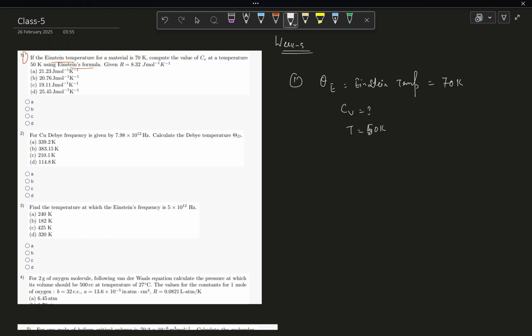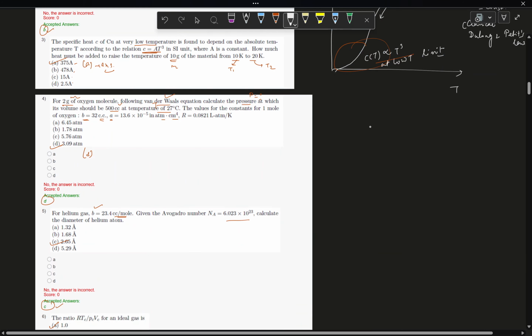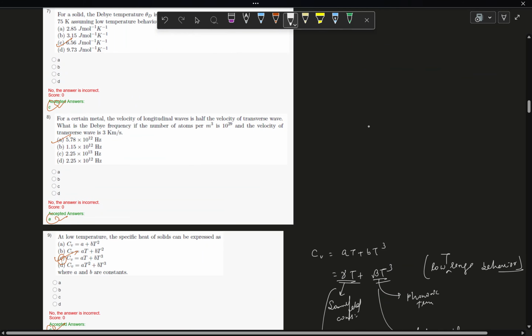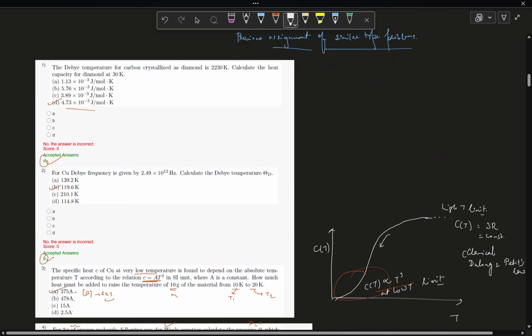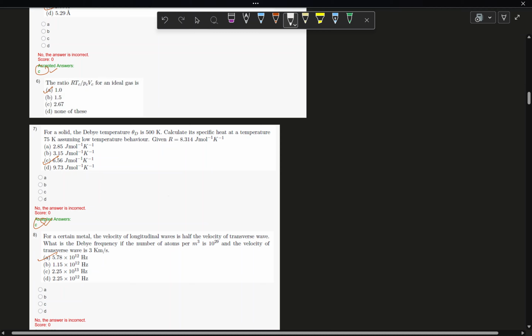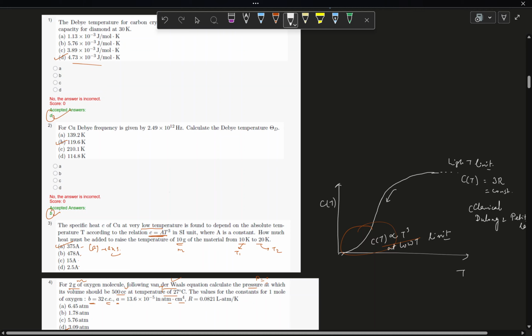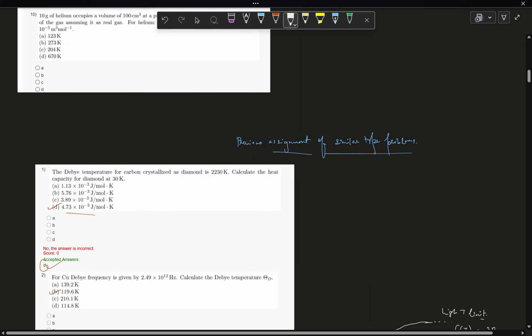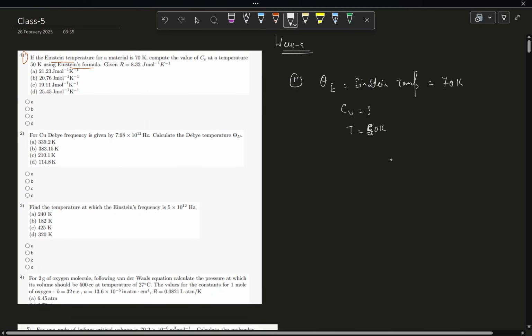It is the exact same question as in the earlier assignment, but instead of using the Debye formula, they have asked you to use the Einstein's formula. Not exactly the same, the values are different, but the information about the question is the same. So we'll proceed with this question: at T equal to 50 Kelvin you have to calculate CV, and the R value is given.